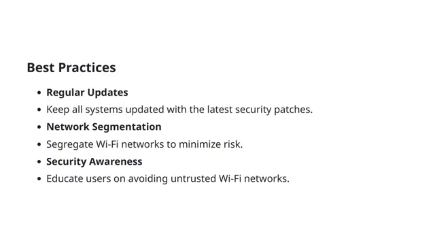In this slide, we will focus on best practices for maintaining Wi-Fi security in the face of emerging vulnerabilities. First, regular updates are crucial. Always ensure that all systems are equipped with the latest security patches to mitigate risks. Next, implement network segmentation by segregating Wi-Fi networks. This minimizes the potential impact if one network is compromised, containing threats and protecting valuable assets.